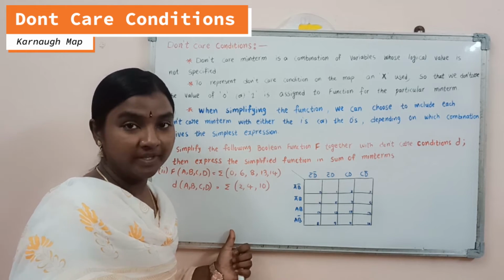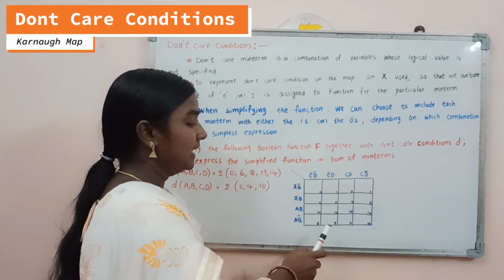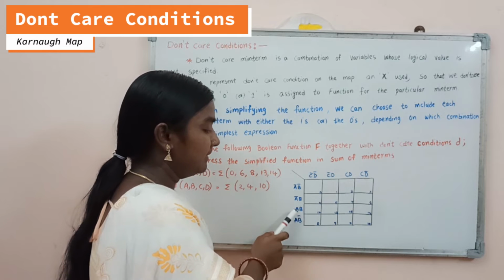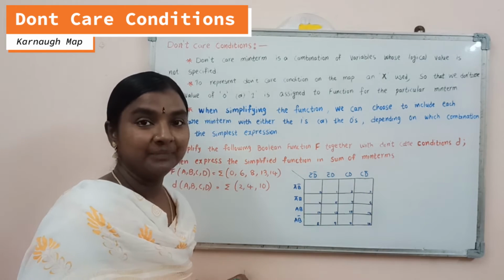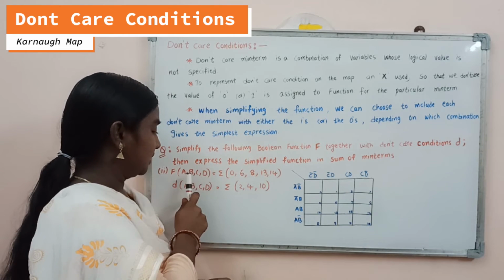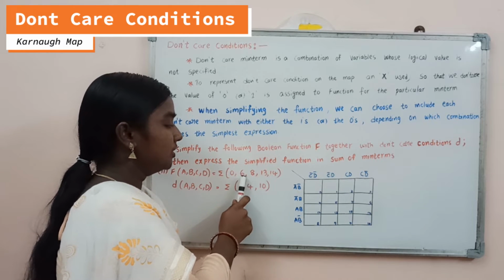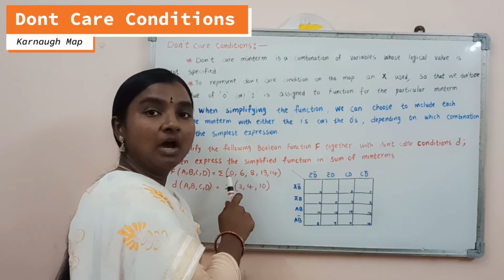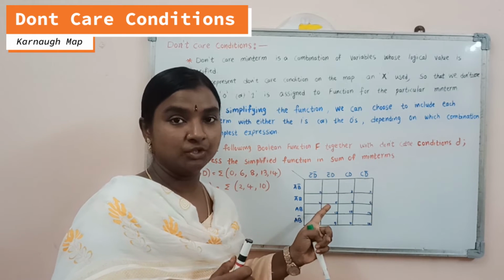Now this is a 4 variable function, so we are using a 4 variable Karnaugh map like this. On the row side, the AB variables are common, and on the column side, the CD variables are common. Now we will assign the minterms present in this function, as a function of ABCD, like 0, 6, 8, 13, 14. For all those minterms, we are assigning 1 in those respective places.